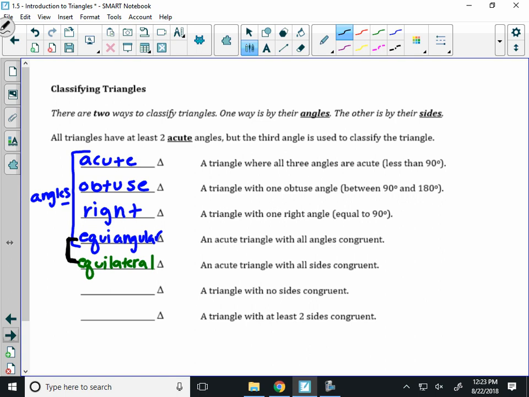Okay? What do we call a triangle with no sides congruent, Kenzie? Scalene, very good. And what do we call a triangle with two sides congruent? Brandon? Isosceles, very good. Okay. And again, these green ones on here are based off sides.